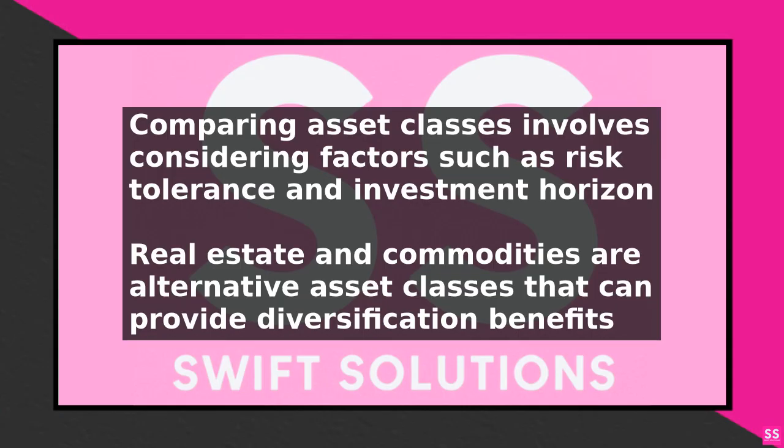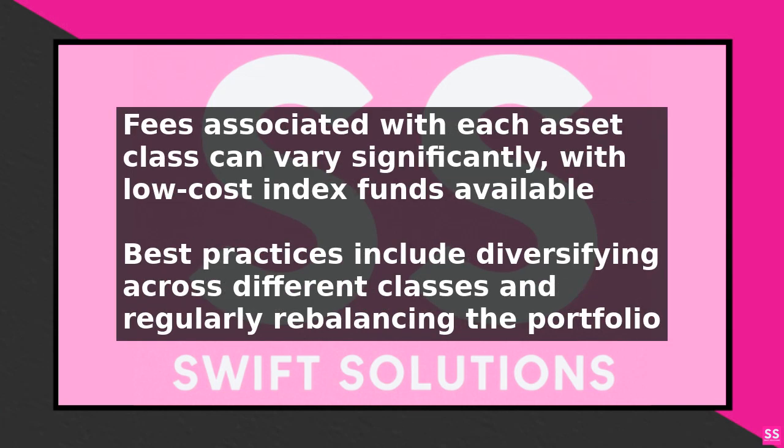They may choose to allocate 60% to U.S. stocks, 20% to international stocks, 10% to U.S. bonds, and 10% to international bonds. Alternatively, they may choose to allocate a portion of their portfolio to real estate or commodities. Best practices for comparing asset classes include diversifying across different classes, regularly rebalancing the portfolio, and considering tax implications.